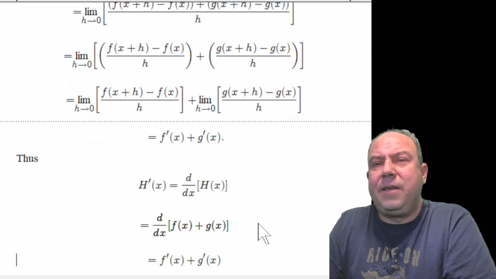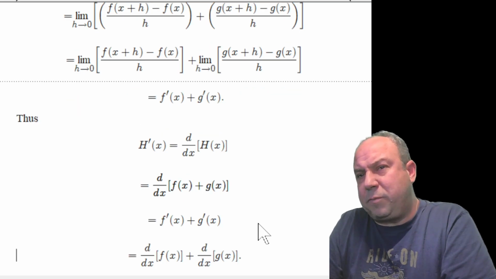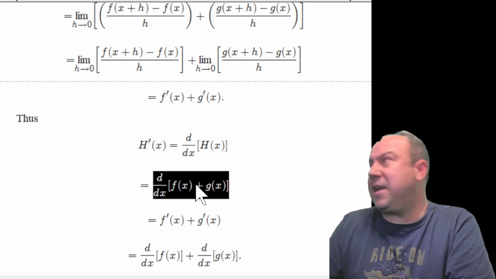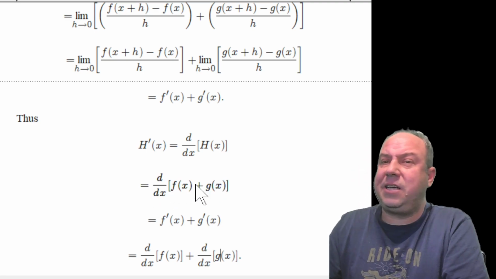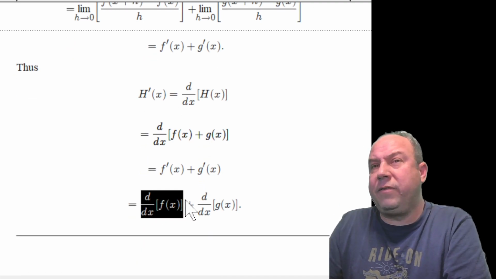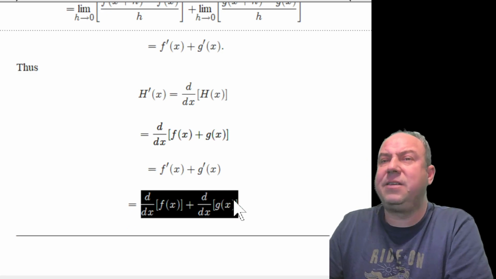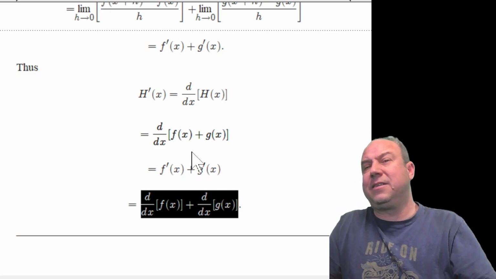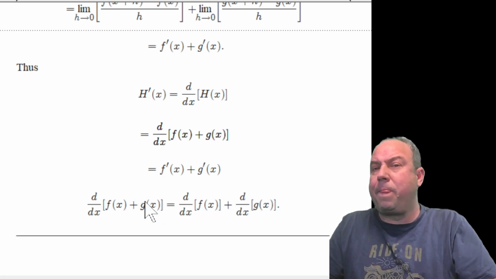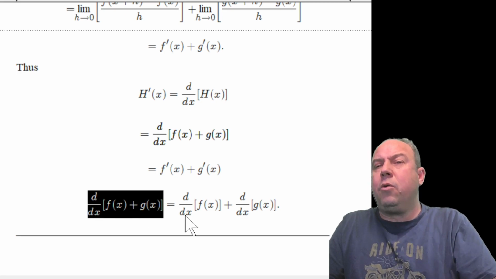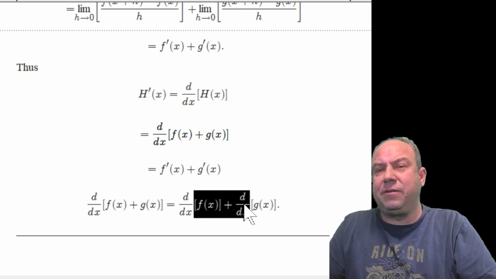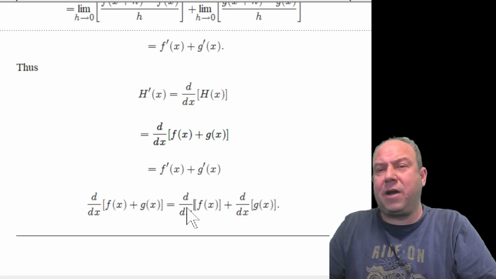Right? Thus, h prime of x, the derivative with respect to x for h of x, which is the derivative with respect to x for f of x plus g of x, is just f prime plus g prime of x, which is nothing more than the derivative with respect to x for f of x plus the derivative with respect to x for g of x, right? Implying that this derivative operator here in this statement will distribute itself across the sum to each of these individual functions f and g to form this statement seen here on the right-hand side.